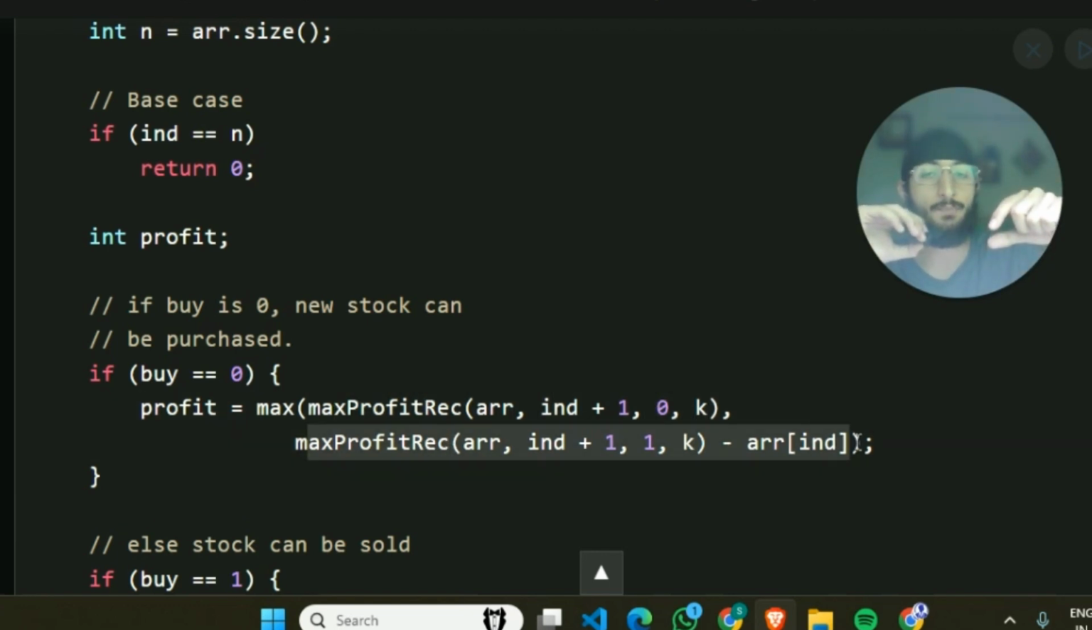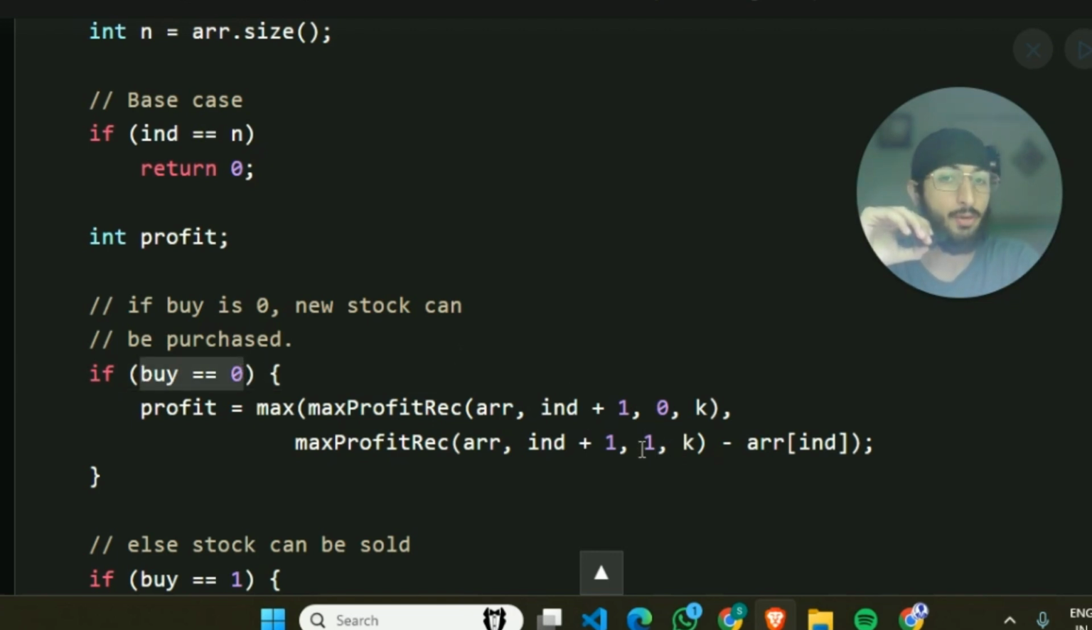So if we buy the stock, we are basically moving to the next element, that is the next day, and changing the state to 1, that is buy is equal to 1. Now since we have bought the stock, our state for the next day would be changed to buy equal to 1. That means now we have the ability to sell the stock on the next day, right? So the option of buying is now closed, since we have already bought this stock. So now we have to sell it.